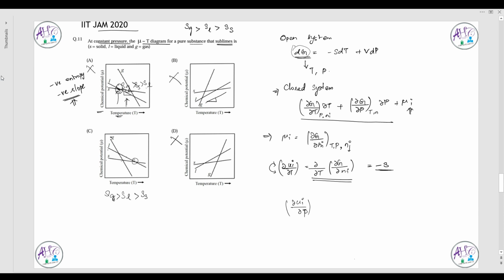With respect to volume, your chemical potential will be related to pressure, and that is going to be a positive graph. You will always get a positive slope. We also know that volume for gas is more than liquid, which is more than solid. With that you can also find one more graph.